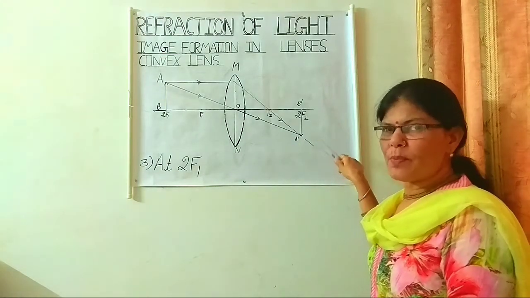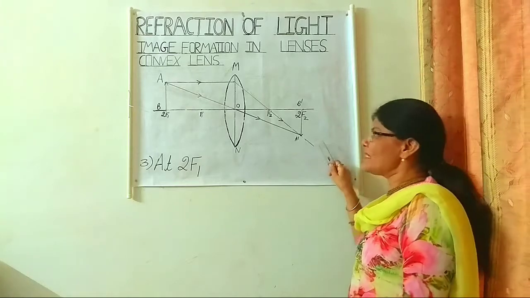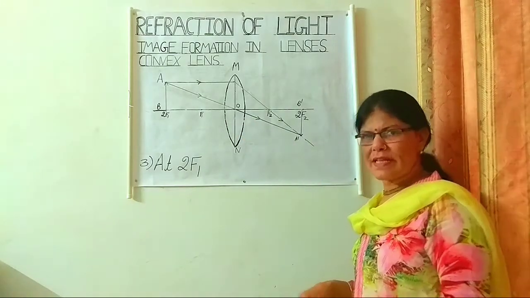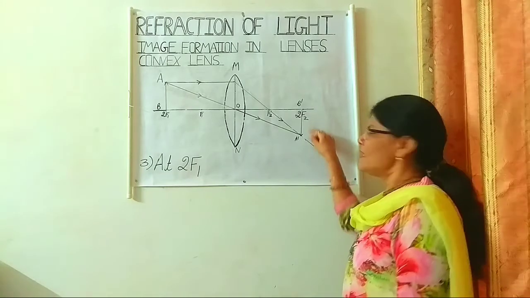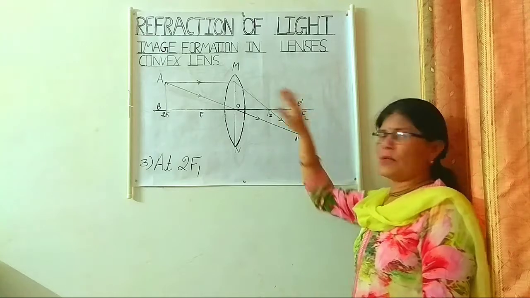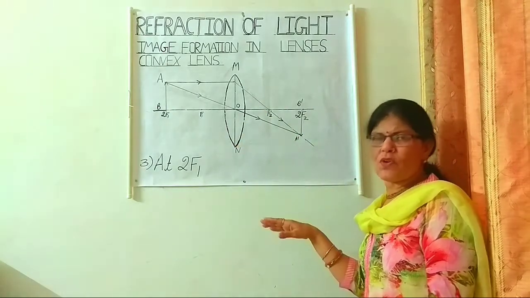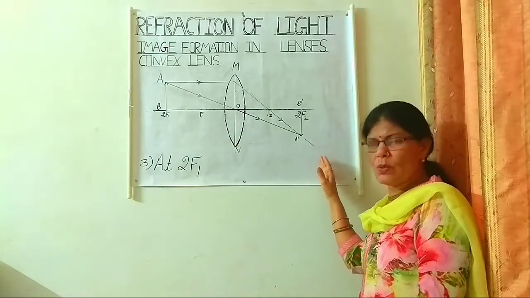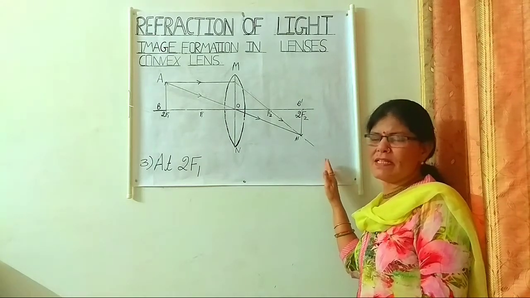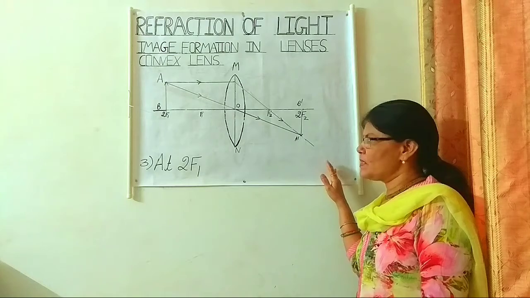And the property of the image is it is of the same size as that of the object. It is real, inverted. So when the object is at 2f1, then the image formed is at 2f2. It is real, inverted, and of the same size as that of the object. So this is the third case.